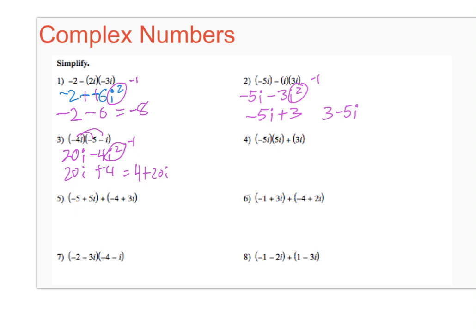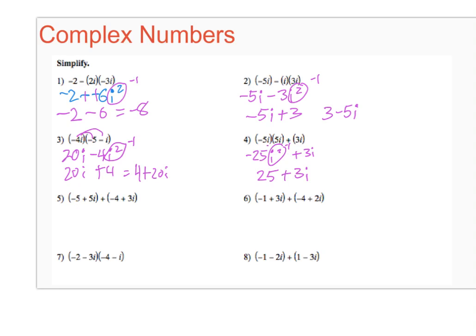For the next one, we've got negative 5 times 5 is minus 25. i times i is i squared. i squared is negative 1. That makes that positive 25. And then plus 3i is nothing to combine with, so it's plus 3i.